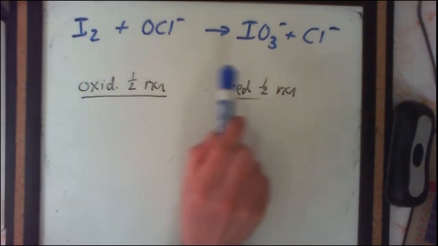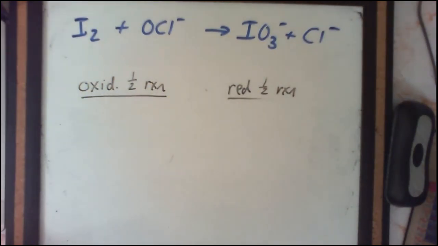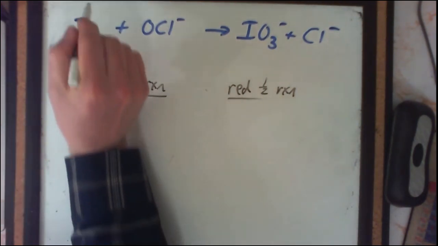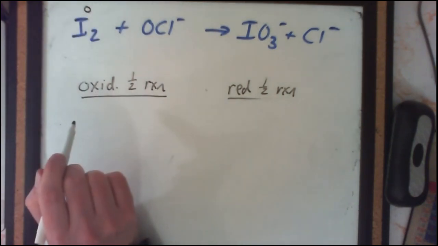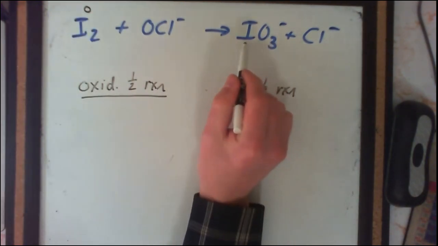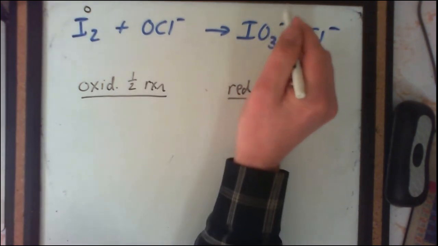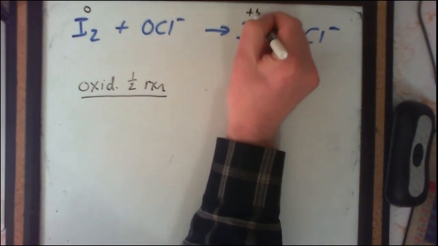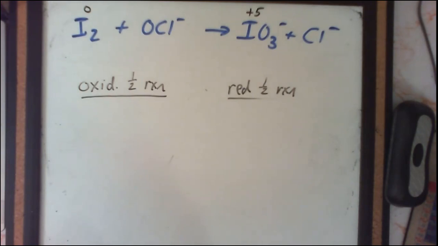Okay, so we have our overall reaction, and we want to balance it using the half reaction method. The first step, as always, is to determine what is being oxidized and what is being reduced. We have elemental iodine, so its oxidation number is 0 by definition. We have iodate, its oxidation number would be +5. So you say iodine is being oxidized.